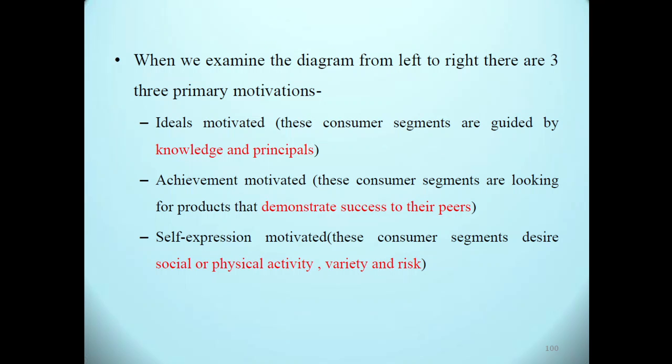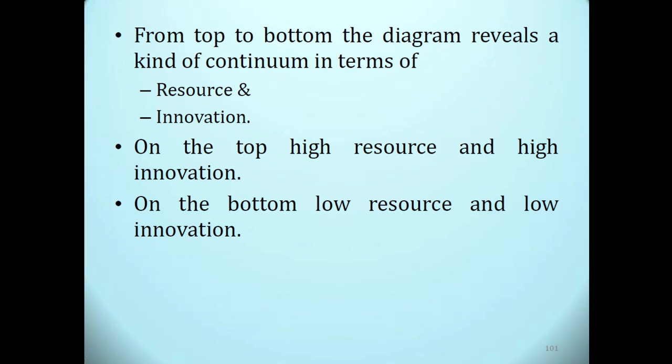The ideals consumer segments are guided by knowledge and principles. They are people who have a lot of principles and follow principles in their life. Sorry, the spelling for principles is wrong; it should be P-L-E-S. Achievement motivated: these consumer segments are looking for products that demonstrate success to their peers. Self-expression motivated: these consumer segments desire social or physical activity, variety, and risk. And each of these categories of motivators has subcategories.